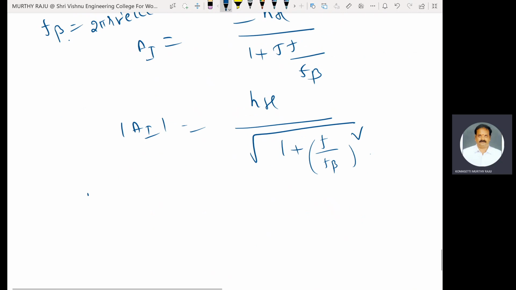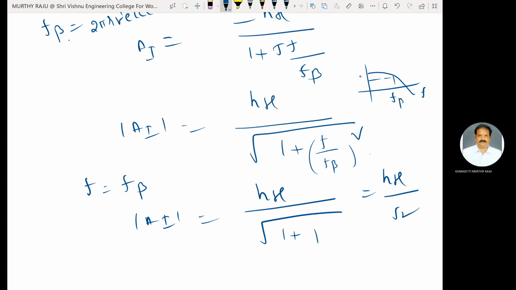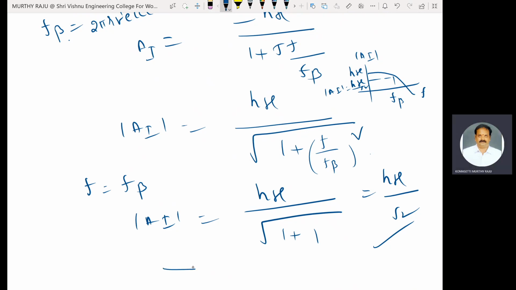Define f beta: at f equal to f beta, mod A is equal to hfe by square root of 1 plus (1 by 1) whole square, that is 1 plus 1, that is hfe by root 2. This is the curve. At a frequency f equal to f beta, the mod A value is reduced to hfe by root 2. This is proved. With this, the short circuit CE current gain analysis is completed.